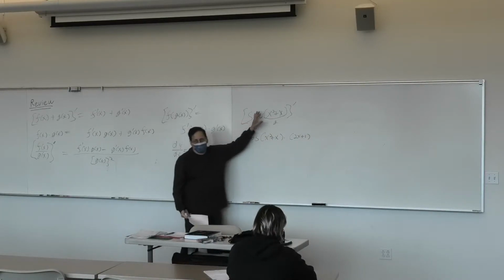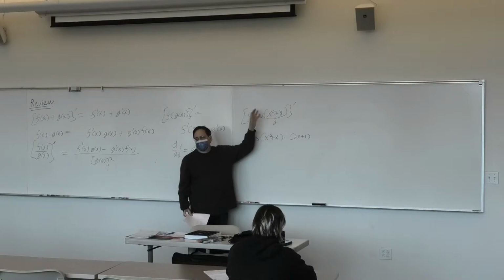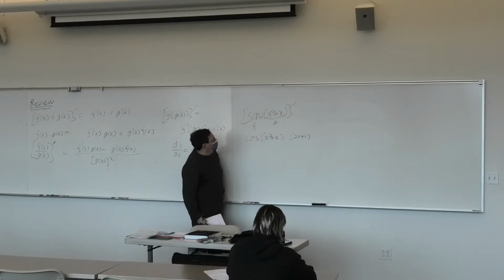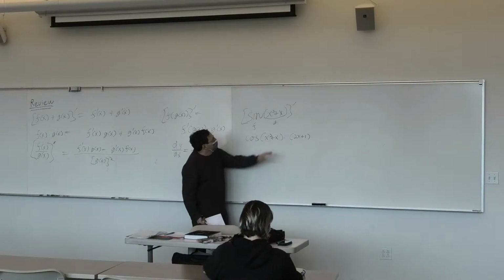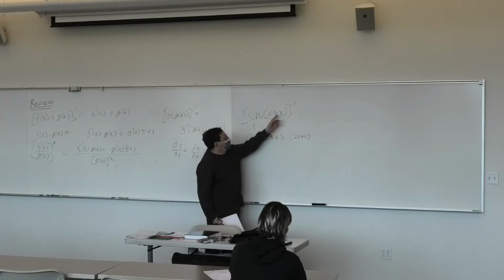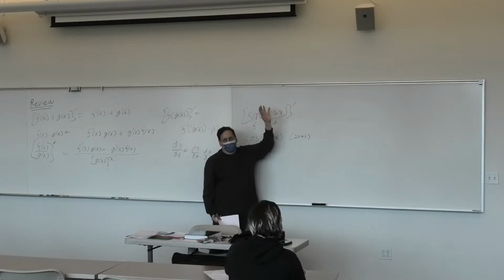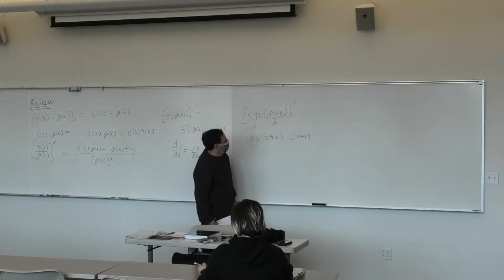Now, if this were a function, we could just repeat. And that's why we call it the chain rule. Have like cosine of x cubed in here or something. And then we have to just keep multiplying it out.